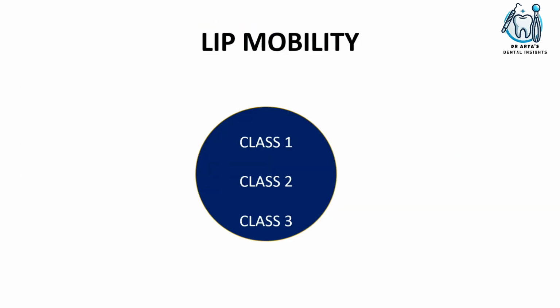Coming to lip mobility, based on mobility, lips are classified as normal or class 1, reduced mobility or class 2, and paralyzed or class 3.